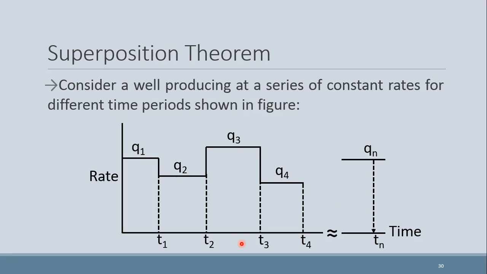Now I'll explain it with an example. Consider a well producing at a series of constant rates for different time periods shown in the figure. Initially the well was producing at rate Q1. At T1 the rate is changed to Q2, then at T2 the rate is changed to Q3, and at T3 the rate is changed to Q4, and so on. Until time Tn, the well is producing at rate Qn. And this is for a single well only. For one well we are changing the rates.